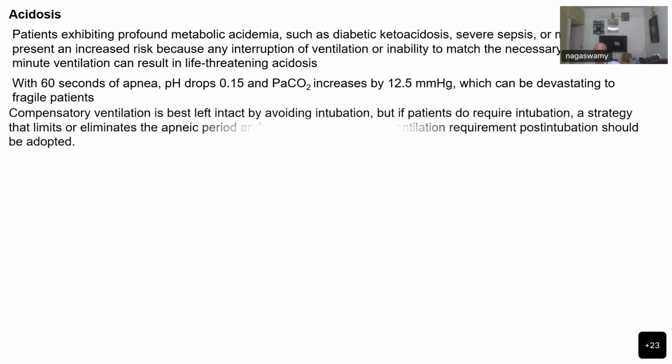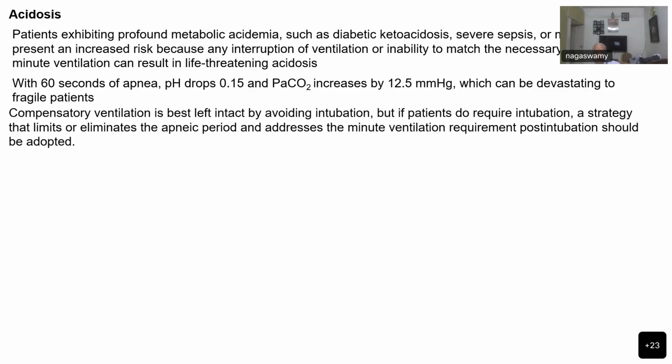And compensatory ventilation is best left intact, so by avoiding intubation. This is the reason why you shouldn't be in a hurry. If you see an ABG with a pH of say 7 and the patient is drowsy and even the GCS is low, do not be in a hurry to intubate such a patient.